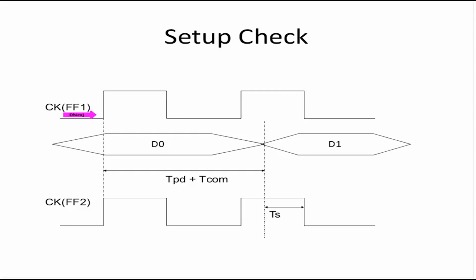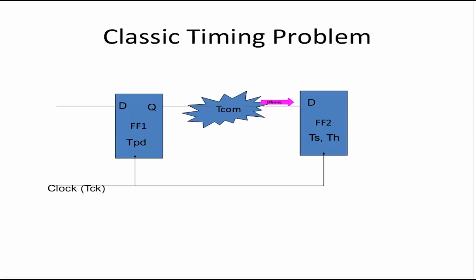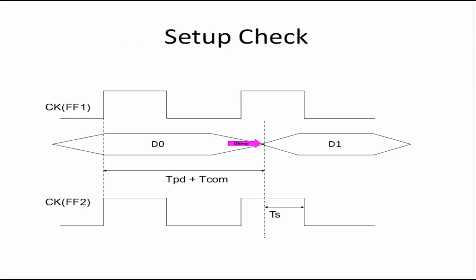D0 is the old data, D1 is the new data. So flip flop 1: let's say after TPD plus TCOM, D1 will start reflecting at D. At this data pin of FF2, flip flop 1 will launch new data D1. After TPD and TCOM, data will appear at D of FF2. Here, the data will start changing.